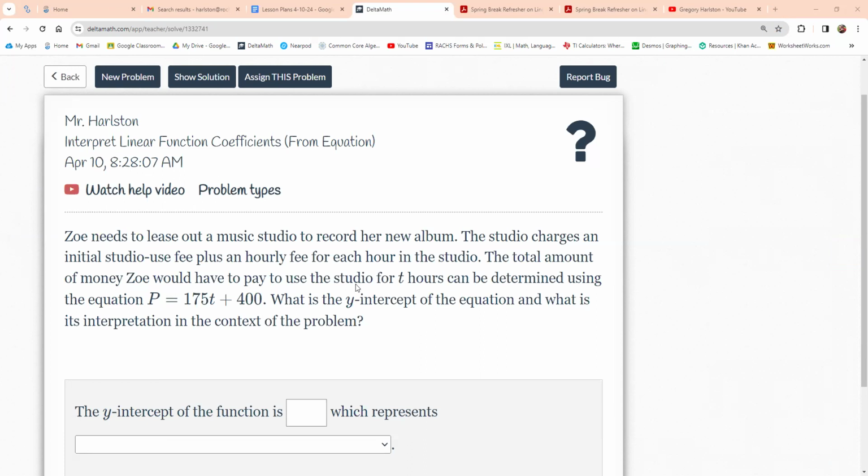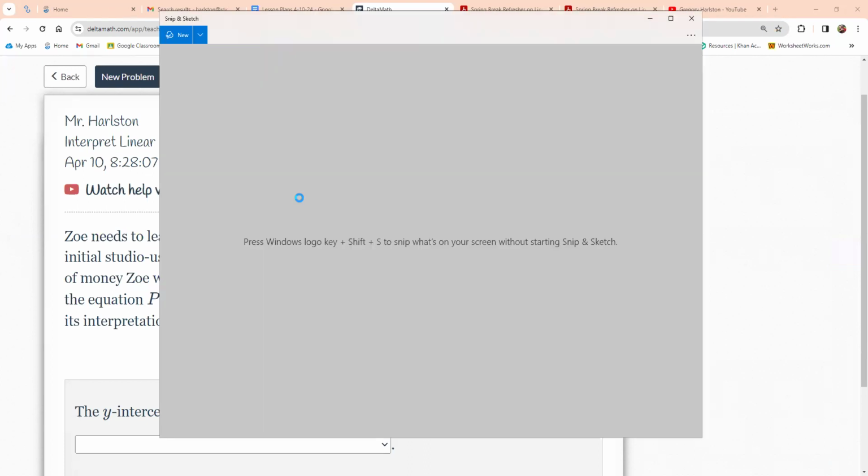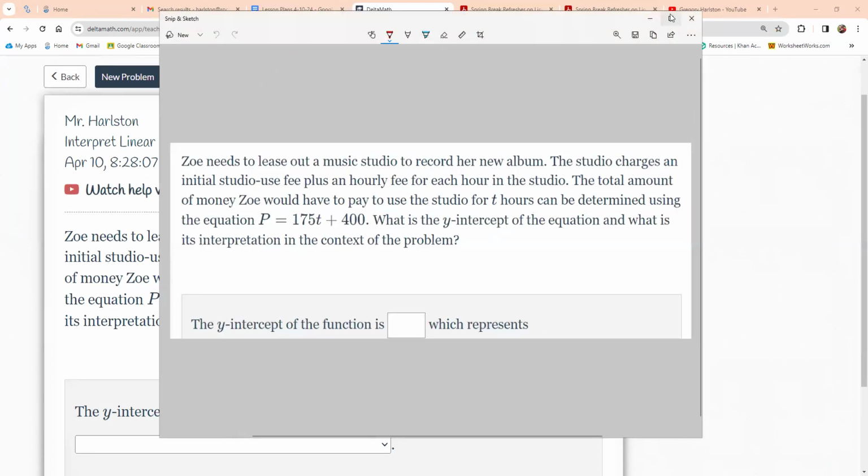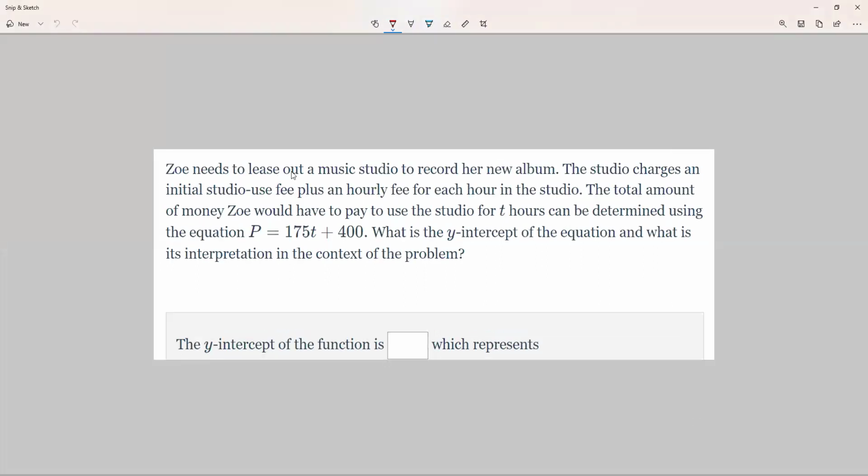So first thing, let's see here. It says here, Zoe needs to lease out a music studio to record a new album. The studio charges an initial studio use fee plus an hourly fee for each hour in the studio. The total amount of money that Zoe would have to pay for the studio for T hours can be determined using this function. This is a linear function, and it says, what's the y-intercept and what is the interpretation?